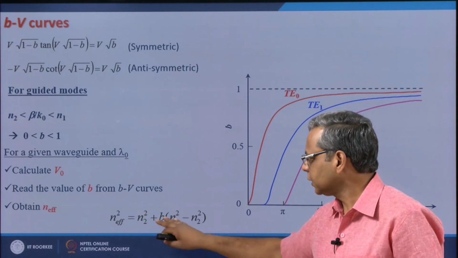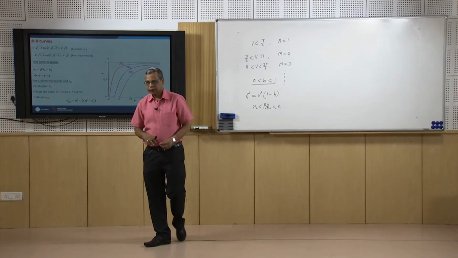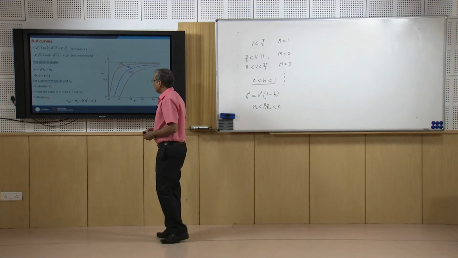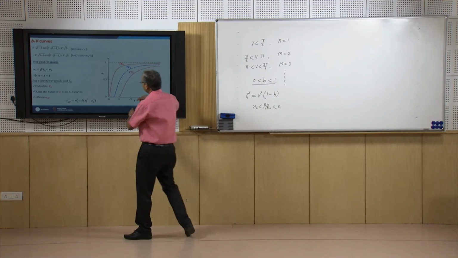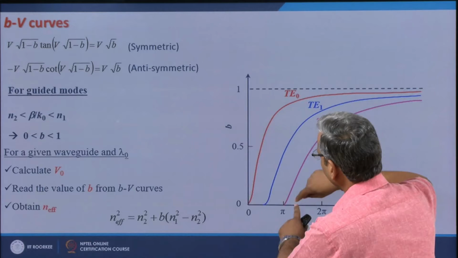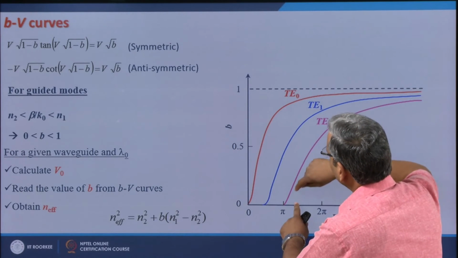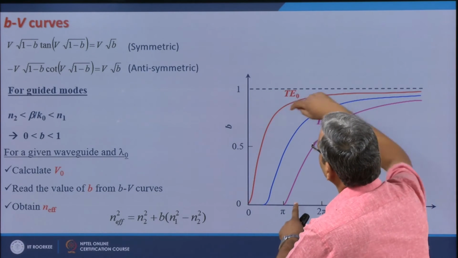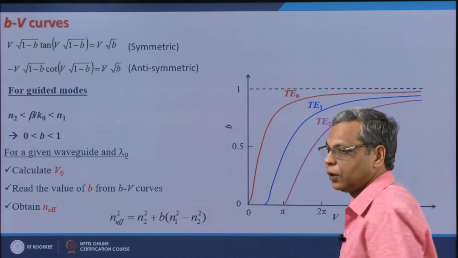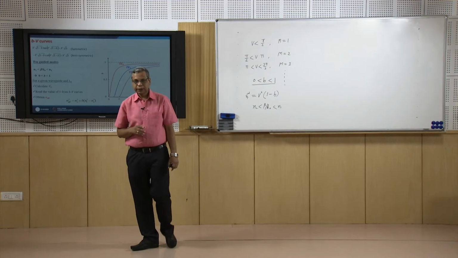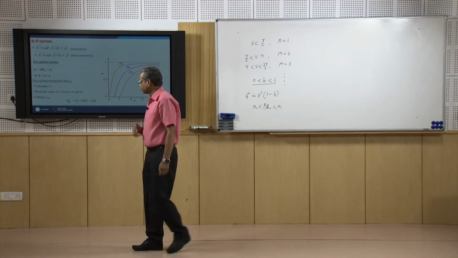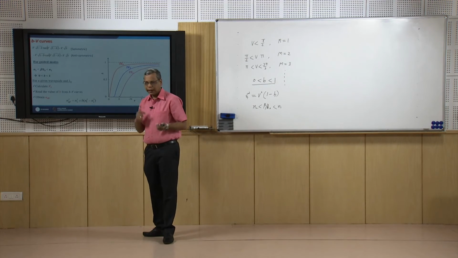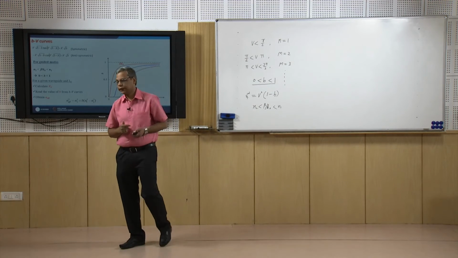Once I get the value of B, then I can find out the effective index of the mode. This comes from the very definition of the normalized propagation constant. If the value of V is, let us say, 3.5, it will go like this. I will have 3 points of intersection, and corresponding to that I can read the value of B. So I will get the propagation constants of all the 3 modes. In this way I can find out the propagation constants for any symmetric planar waveguide.